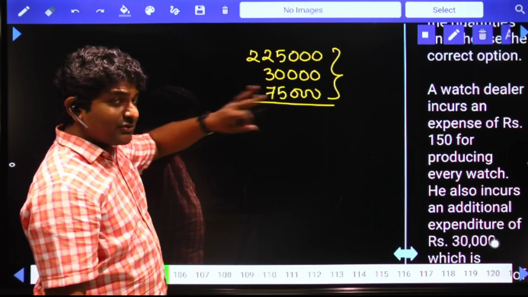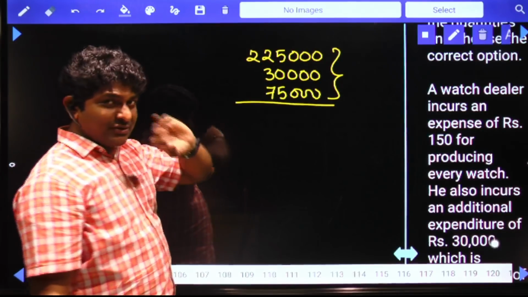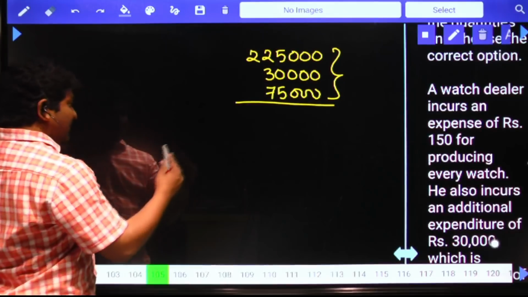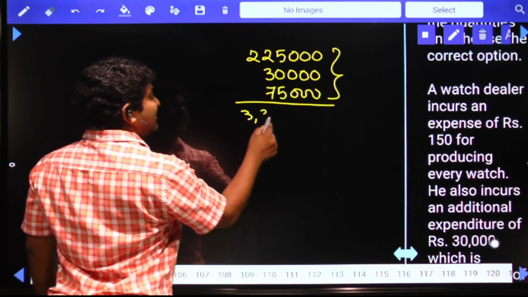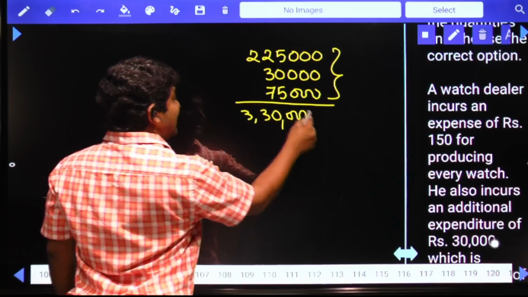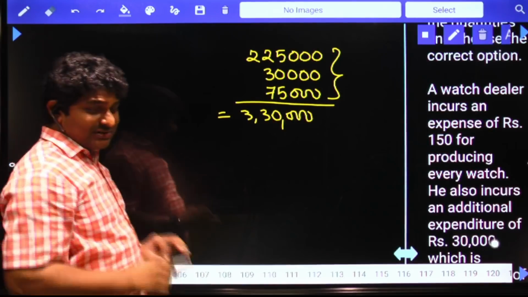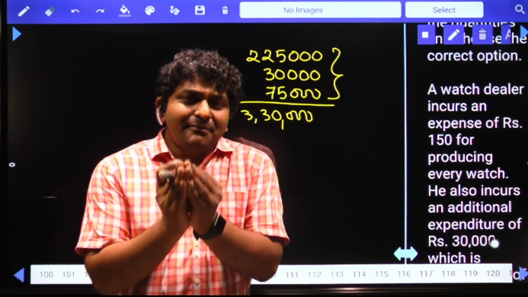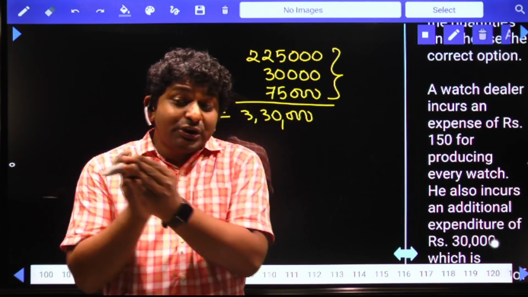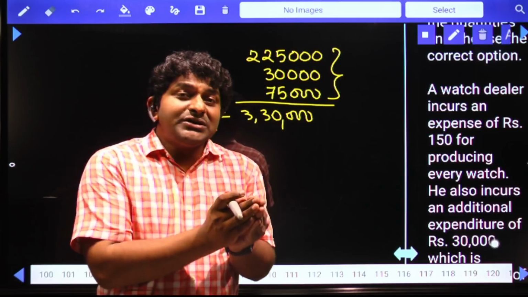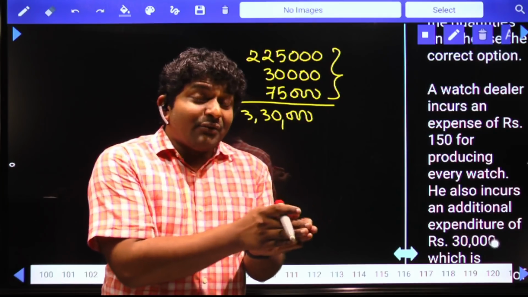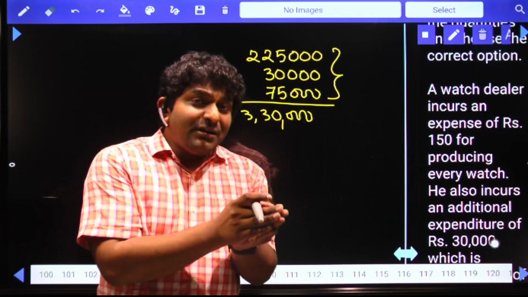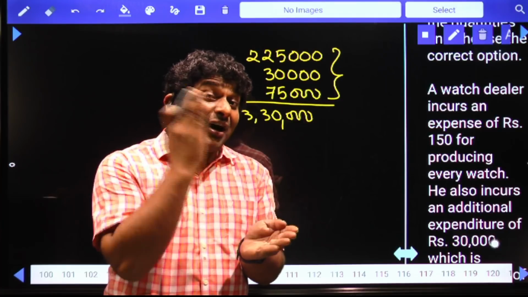2,25,000 plus 75,000, 3 lakh plus 30,000, 3,30,000. Now he must get 3,30,000 by selling 1500 watches. But out of 1500 watches, some watches we are selling during on season and few watches we are selling off season. Your question is to identify how many watches we are selling during off season.